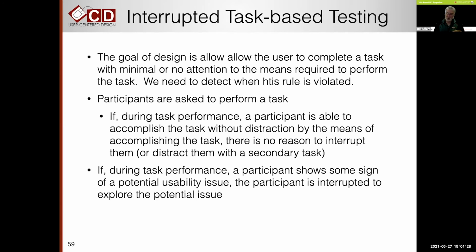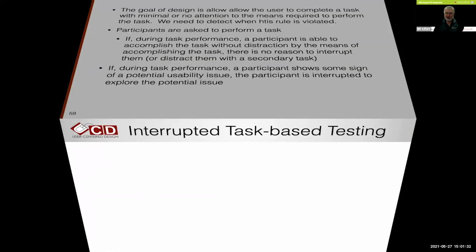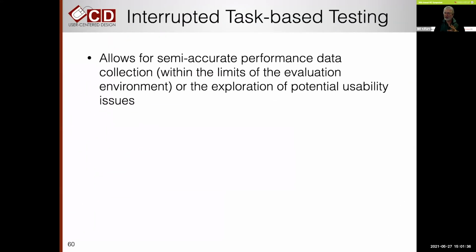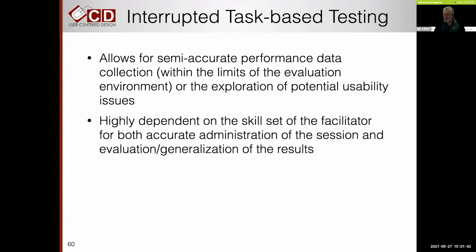You don't interrupt them while they're in the middle of it unless you have to. And so with this particular approach, we get semi-accurate performance data for anything that doesn't have a design problem, but we're free to explore areas where we think there are design problems. But the skill that you have to develop is this one of, what are you observing? Are you observing a problem?